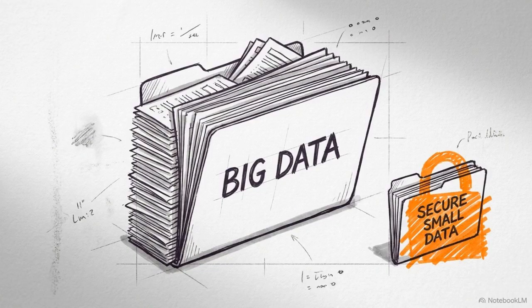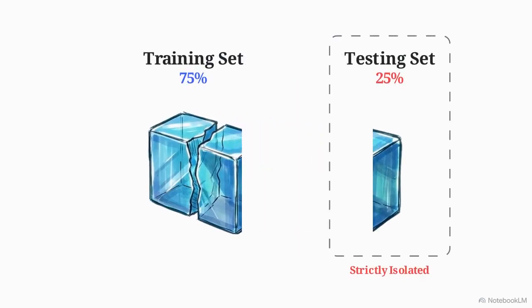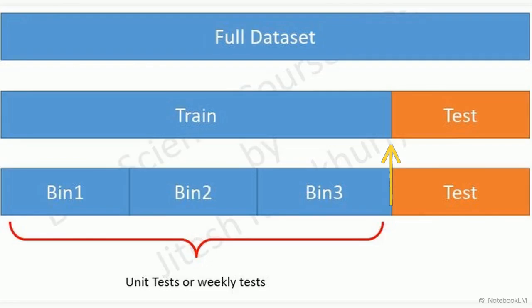Before training begins, we must enforce a strict isolation between the data we use to train the model and the data we use to test it. This block diagram illustrates that strict split. Training an algorithm on the exact same data used to evaluate it causes catastrophic overfitting, where the model simply memorizes the answers rather than learning the underlying patterns.